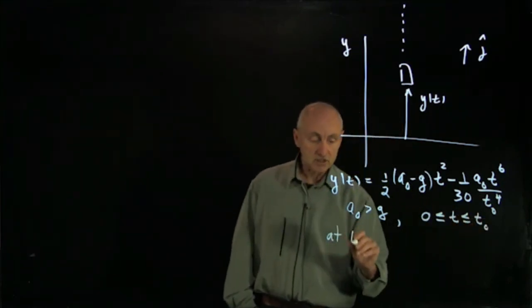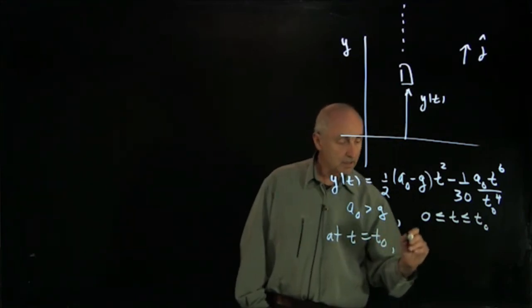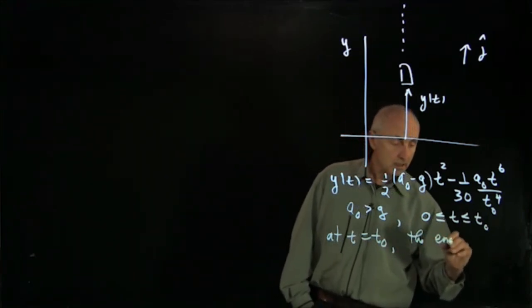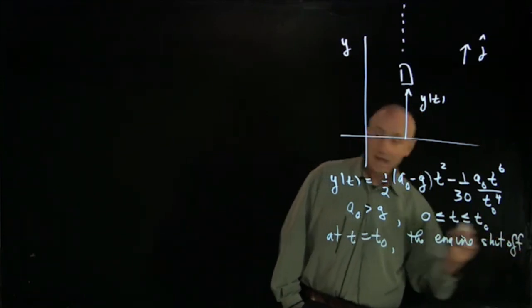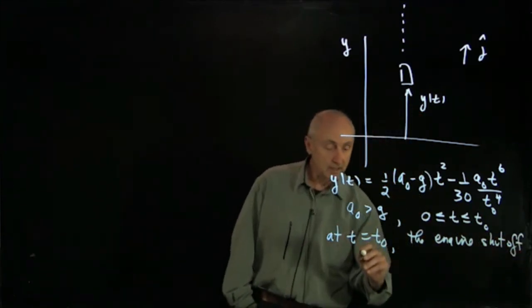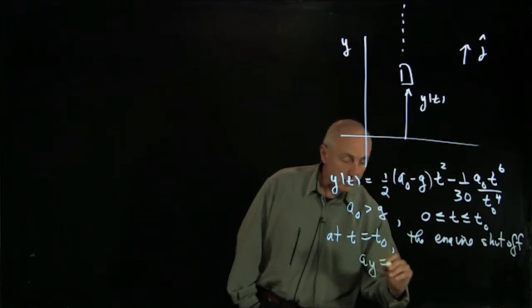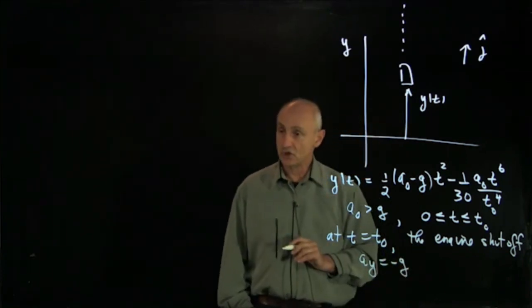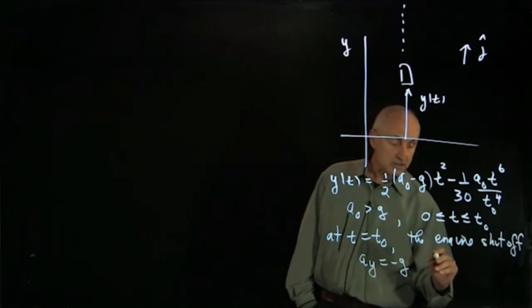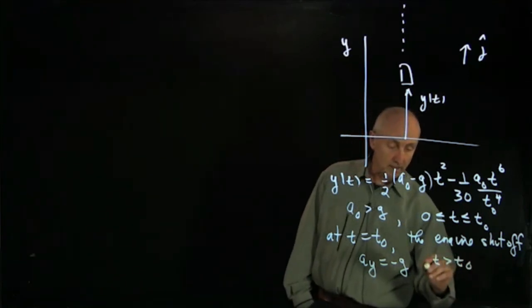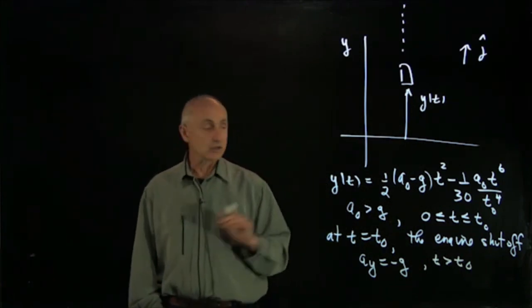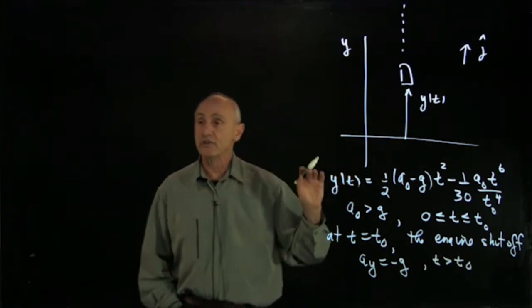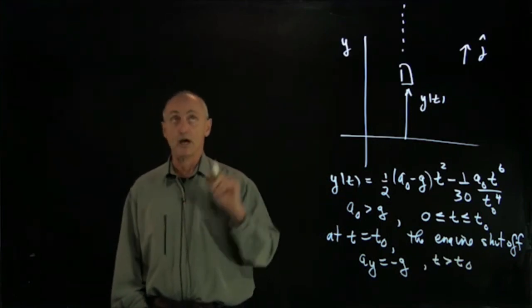And at time t equals t naught, the engine shuts off. And at that moment, our expectation will be that the y component of the acceleration should just be minus g for t greater than t naught. So now let's calculate the acceleration, the velocity and the position as functions of time.